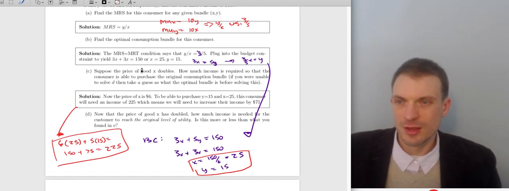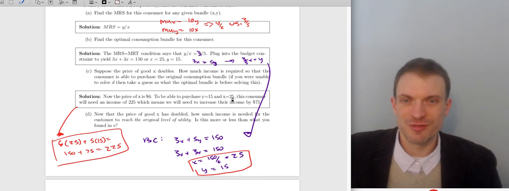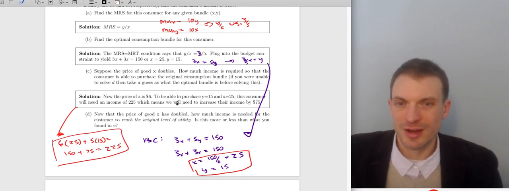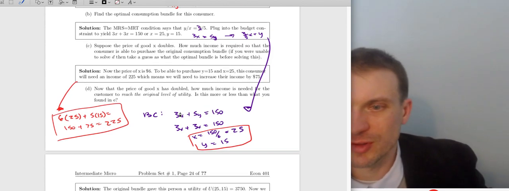All right. Suppose the price of good X doubles, how much income is required so the consumer is able to purchase the original bundle? So suppose the price of good X doubles, now the price of good X is 6. To purchase 25 and 15, the consumer would need 6 times 25 is 150 plus 5 times 15 is 75, or $225.